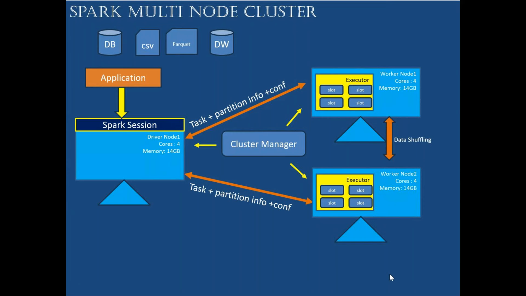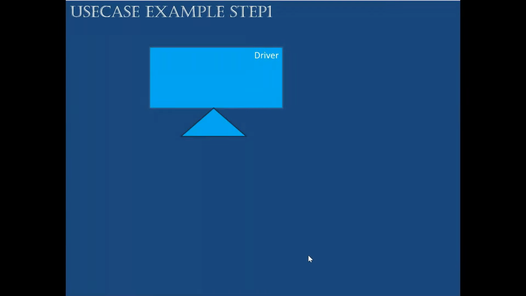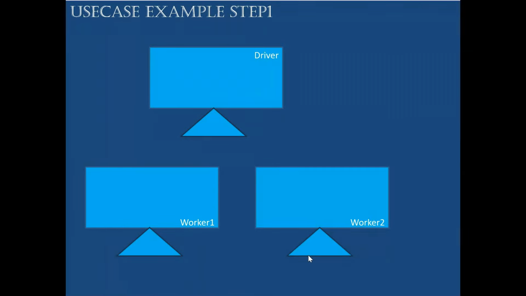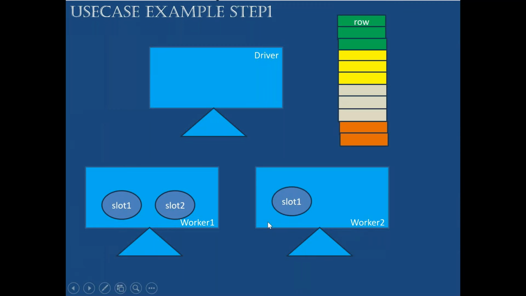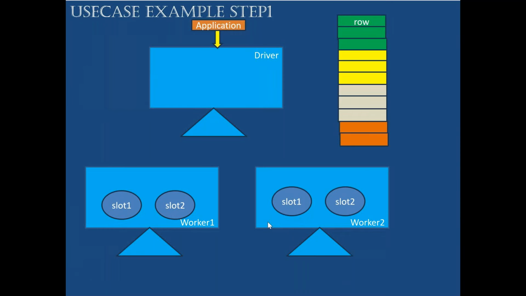So now we have one example, don't worry. Let me take one of the use cases. Let's say you have a driver and computers, the worker nodes. Let's imagine in this worker I have 2 slots, and in this worker I also have 2 slots. Now you see, you have a lot of rows here.